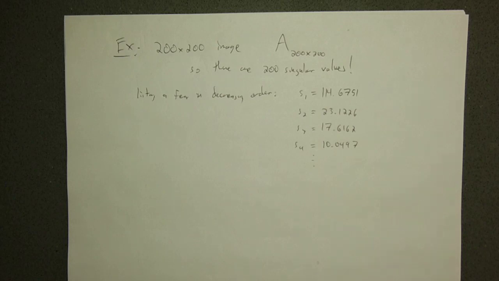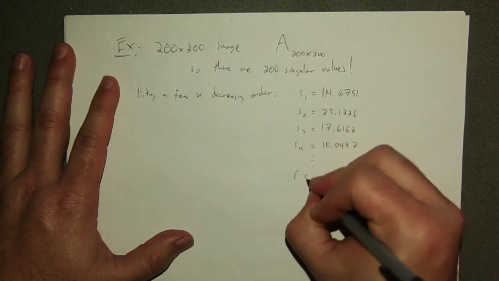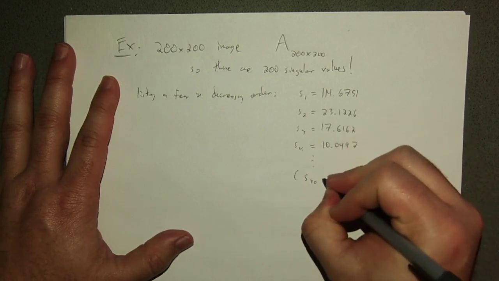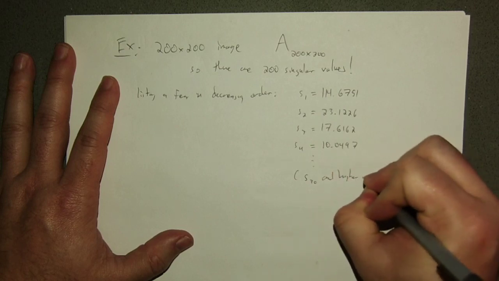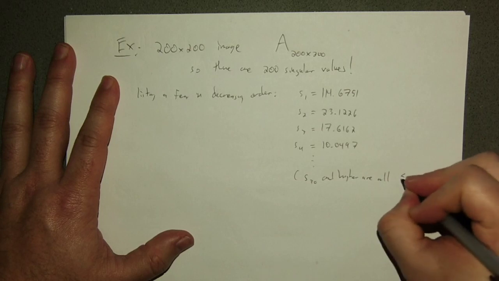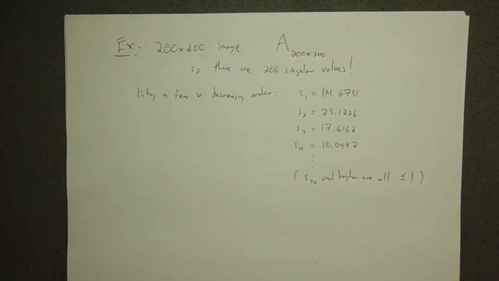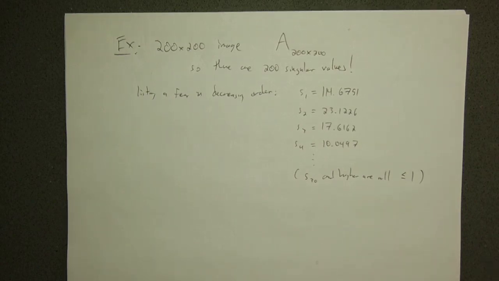Okay, so like I said, there's 200 of them, but you can see how they get small pretty quick. In fact, by like the 20th or 30th value, they're under 1. After that, I think S sub 30 and higher are all less than or equal to 1. Okay, so that's how it is.